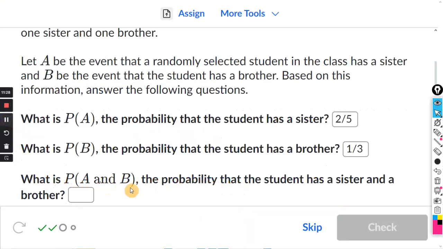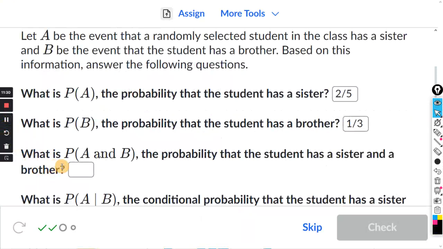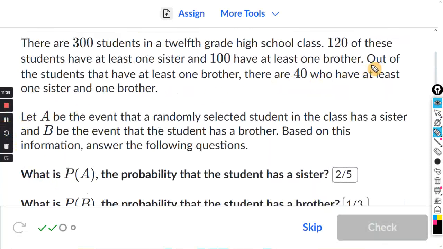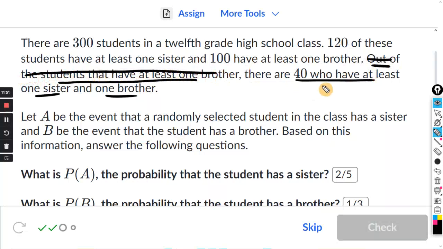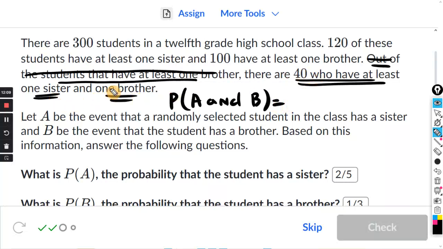What is the probability of both A and B? All right, what is the probability of A and B, that the student has a sister and a brother? All right, it says right here, out of the students that have at least one brother, there are 40 who have at least one sister and one brother. Okay, really this line doesn't matter right here. The point is there are 40 who have at least one sister and one brother. There's 40 that have both. So the probability of both A and B, there's 40 that have a sister and a brother.